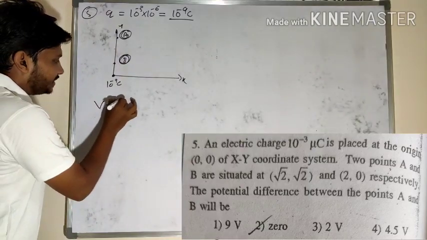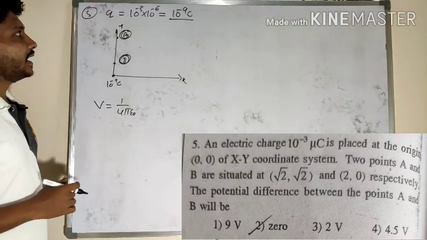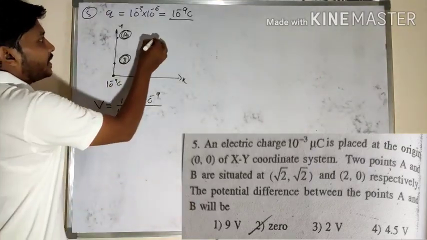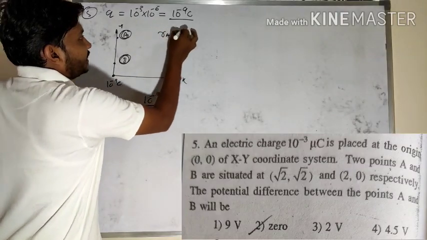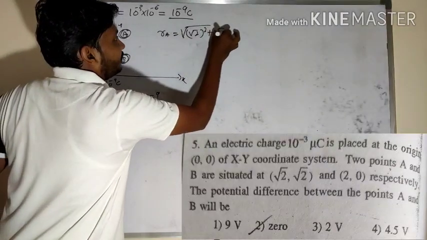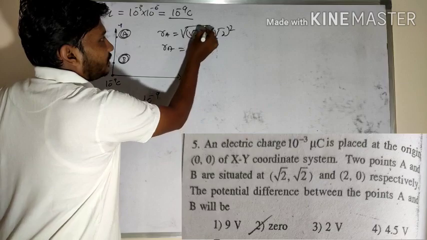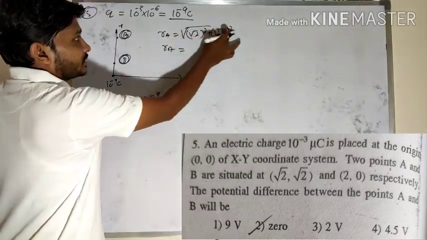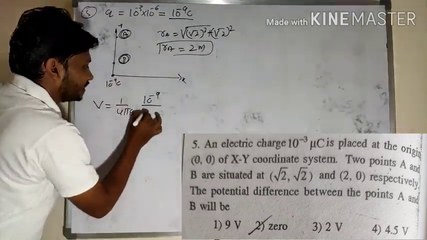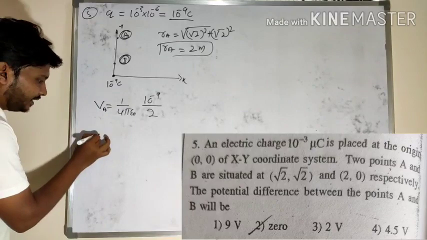So V is equal to what? 1 by 4 pi epsilon naught. What is the magnitude of the charge here? 10 to the power of minus 9. What's the distance here? The distance of the charge to A, root 2 comma root 2, that is resolution of vector. So from the resolution of vector, square root of root 2 whole square plus root 2 whole square, that is 4, square root of 4 means again 2 meter here. So what's the answer here? Again 2 here, V of A, the potential at point A.